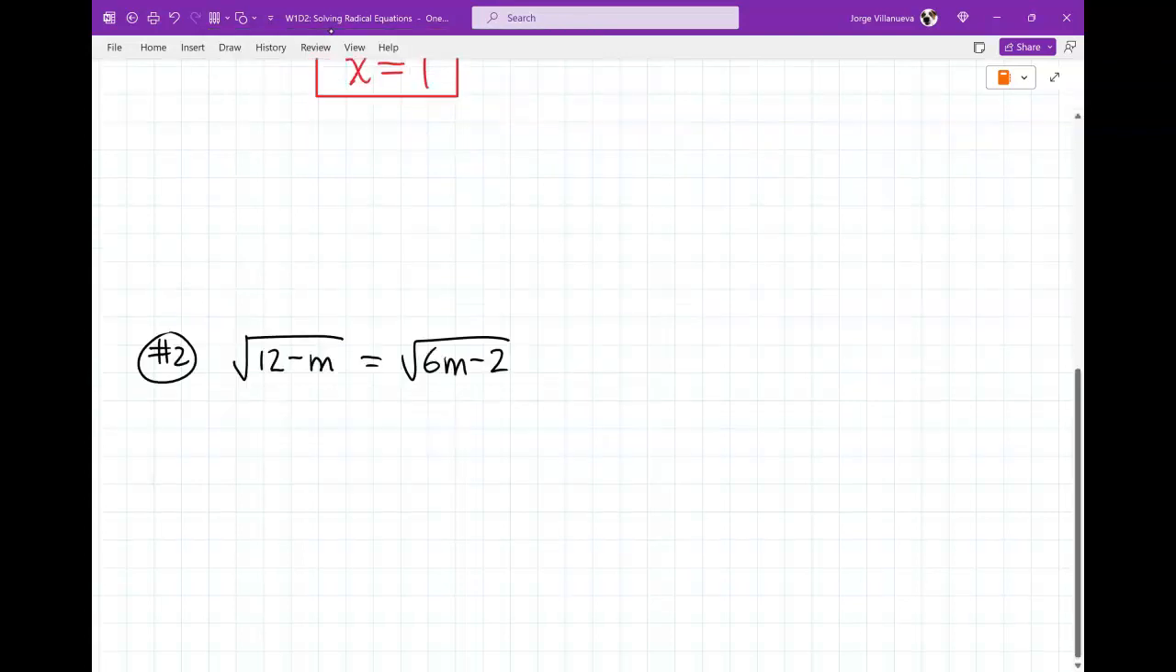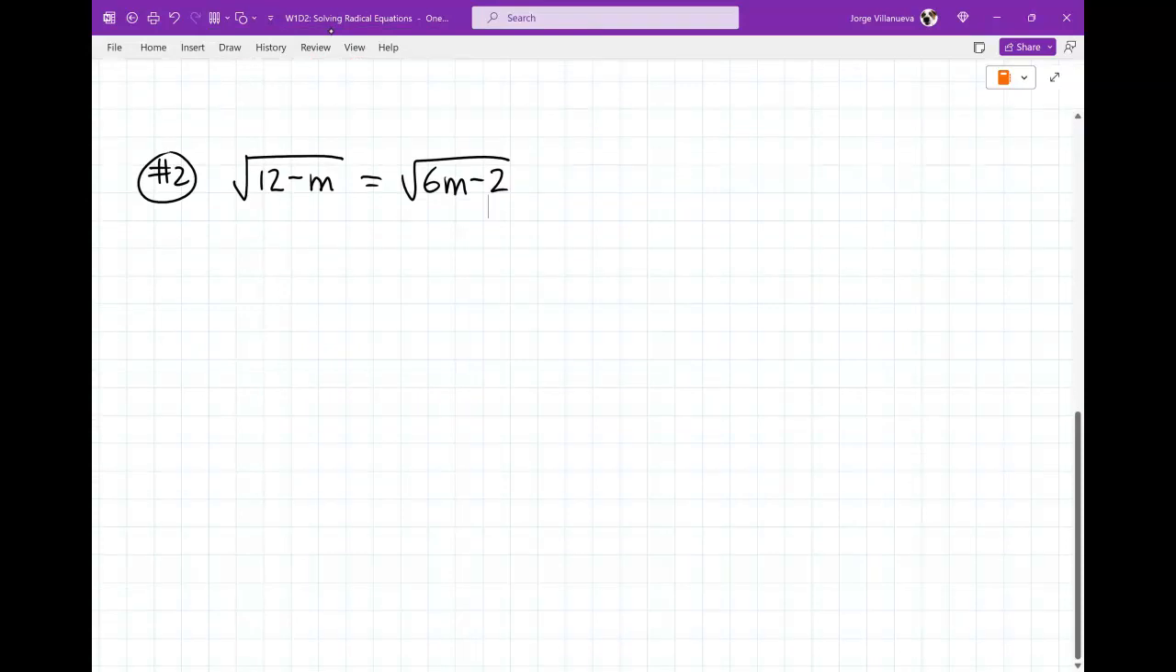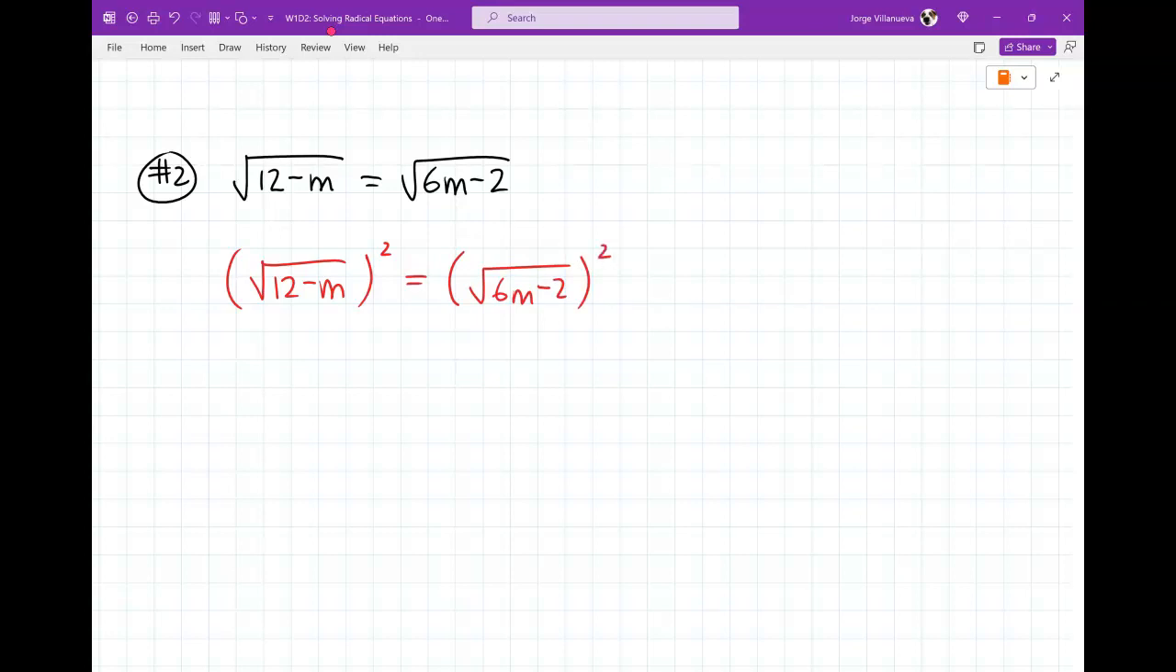Okay, so let me get this square root of 12 minus m and square it. And I'm going to do the same thing with the other square root, the square root of 6m minus 2. And I'm going to square that. By the way, these are all problems from your homework, like I said earlier. So make sure you write them down. When I square both sides, the square roots are going to disappear. So all I have is 12 minus m equal to 6m minus 2.